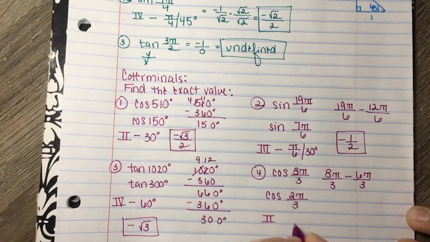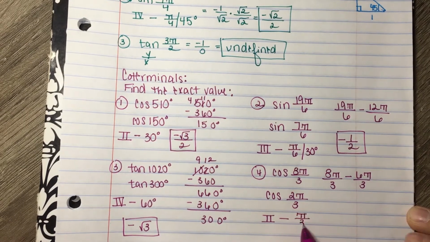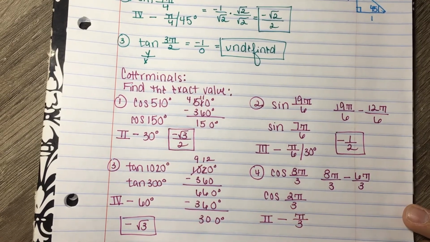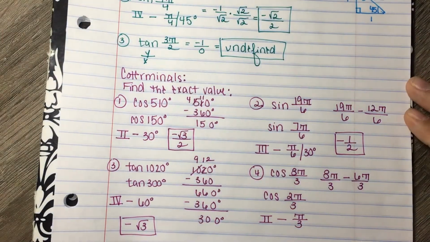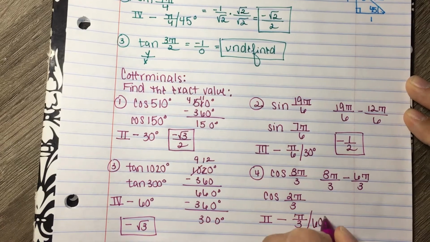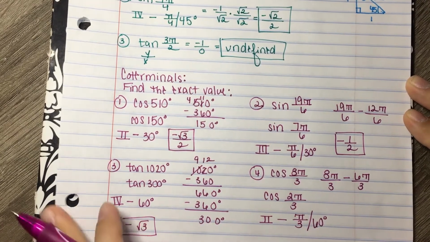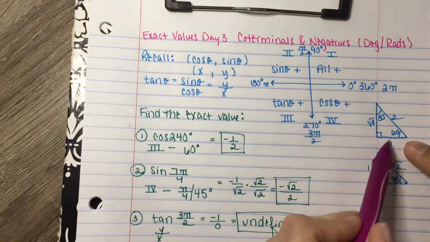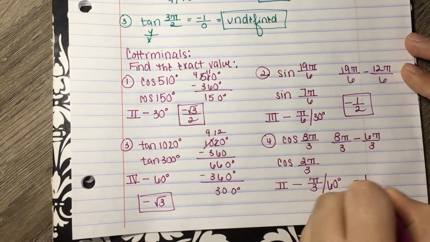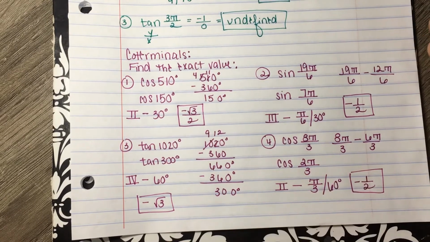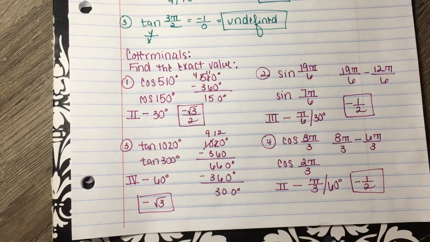Now we're in quadrant 2, where sine is positive, cosine is negative. My reference angle is that denominator, and then go back and use that reference sheet. Pi over 3 converts to 60 degrees. All right, so I have 60 degrees here. So we're going to do cosine of 60 degrees and make it negative. Cosine of 60 degrees is adjacent over hypotenuse, so our answer here is negative 1/2. Negative 1/2.